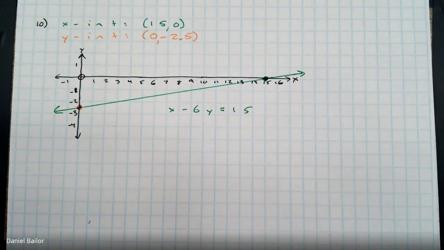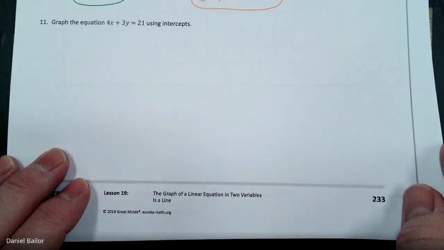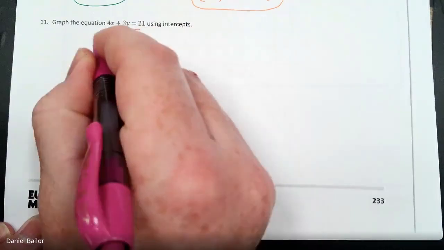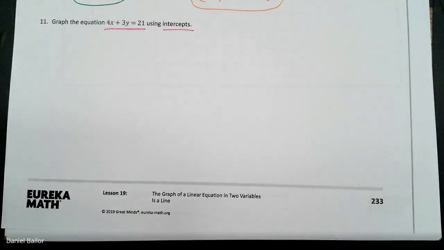There's how you graph. What I'd like you to do on your own right now, the last exercise, is exercise 11. We have another equation. We have the equation 4x plus 3y equals 21. I would like you to do all the work yourself right now. So pause the video, try it yourself, and graph it. Find the x-intercept yourself, find the y-intercept yourself, graph it yourself, and then when you're all done, come back, unpause the video, and check your work with mine.